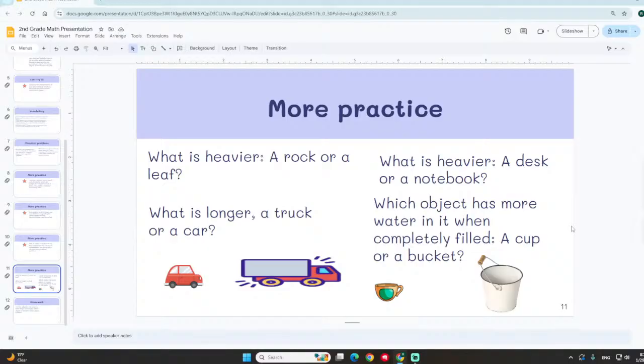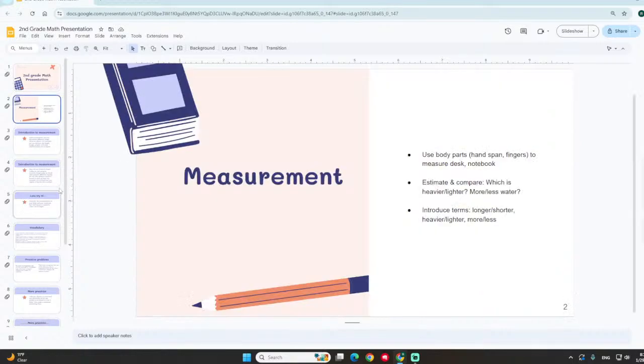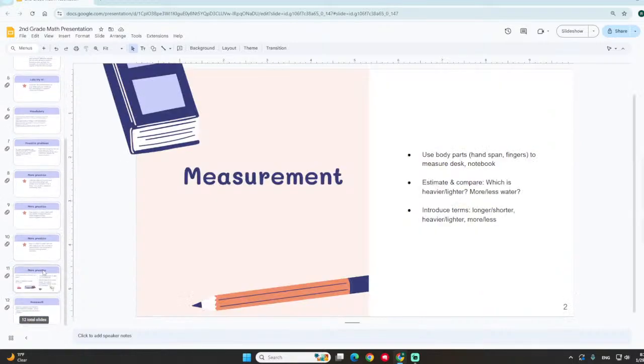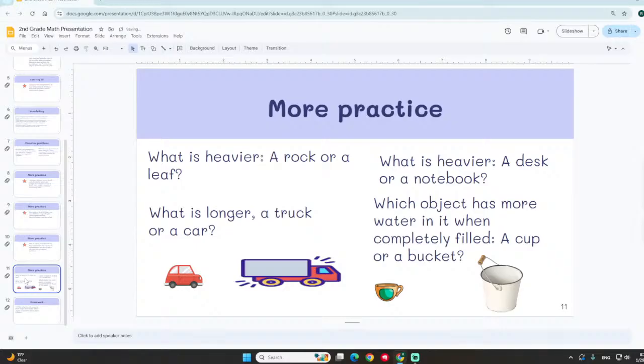Okay, so it's been a minute maybe. So let's look at this. So which one is heavier, a rock or a leaf? So in your notebook, you should have written a rock is heavier than a leaf. And then you should have written a leaf is lighter than a rock. So that's how we make comparisons between the two.